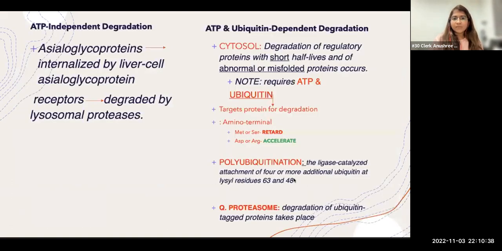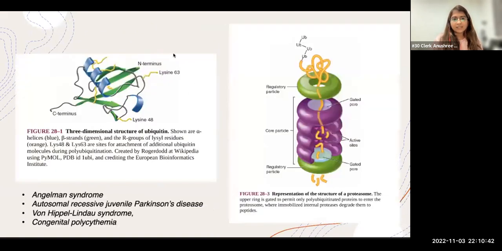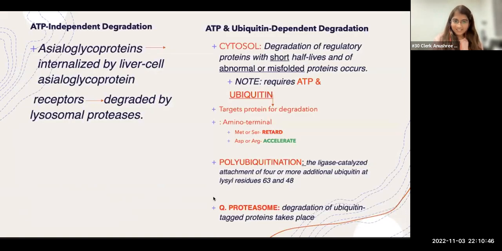So there's the attachment of 4 or more additional ubiquitins at these lysyl residues, okay? So next, very important, I've marked a Q. Take note on the white paper you have.